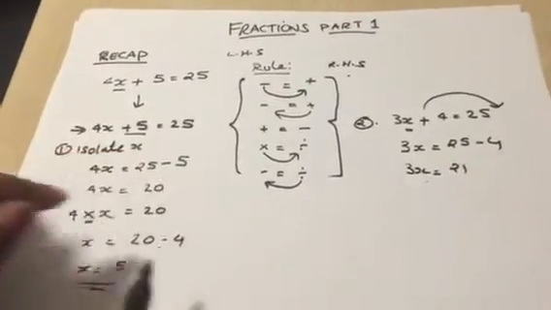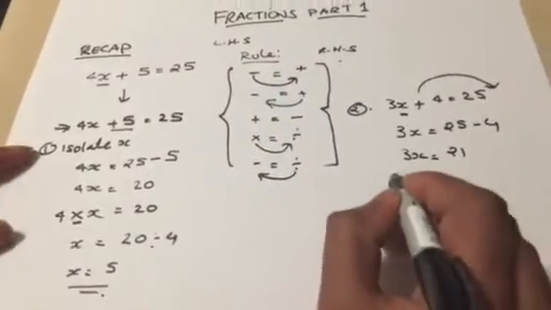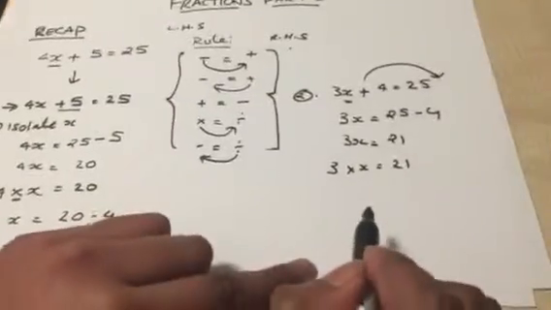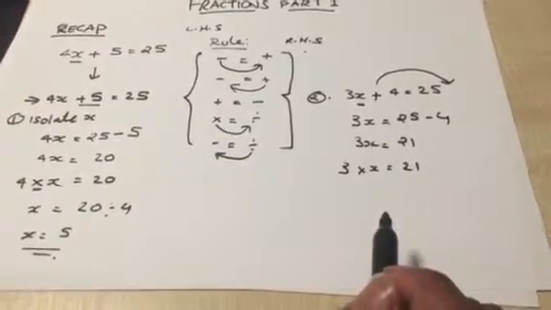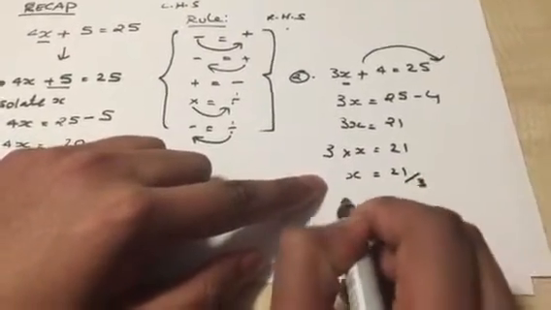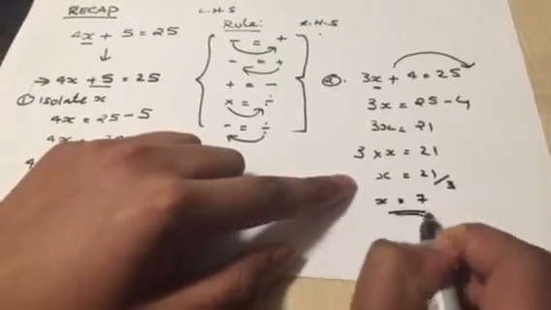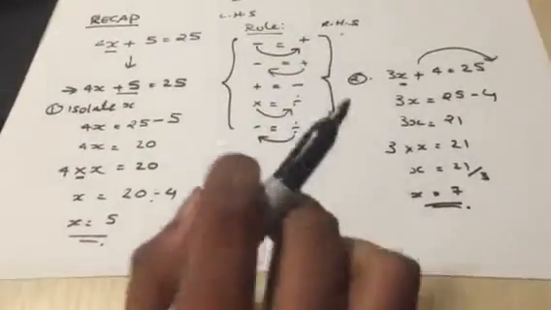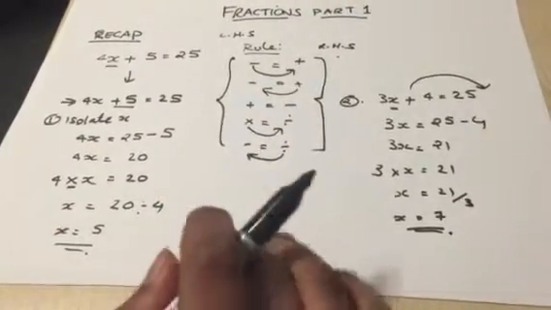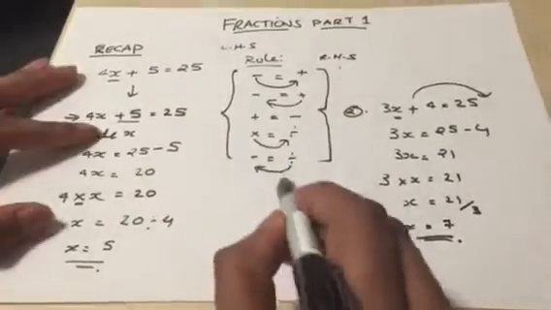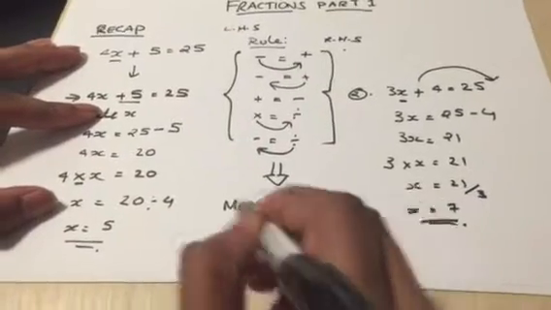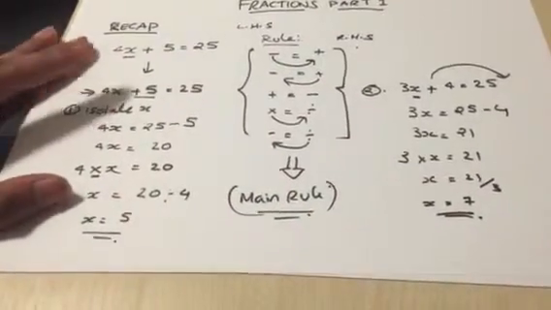So you know 3x is the same as 3 multiplied by x. So 3 multiplied by x is equal to 21. Okay, so if you know your times tables off by heart, this will be very easy. So x is equal to 21 divided by 3. x is equal to 7. Simple. If you can't do this, then keep rewatching these videos, because this is a fundamental main rule that you need to understand.